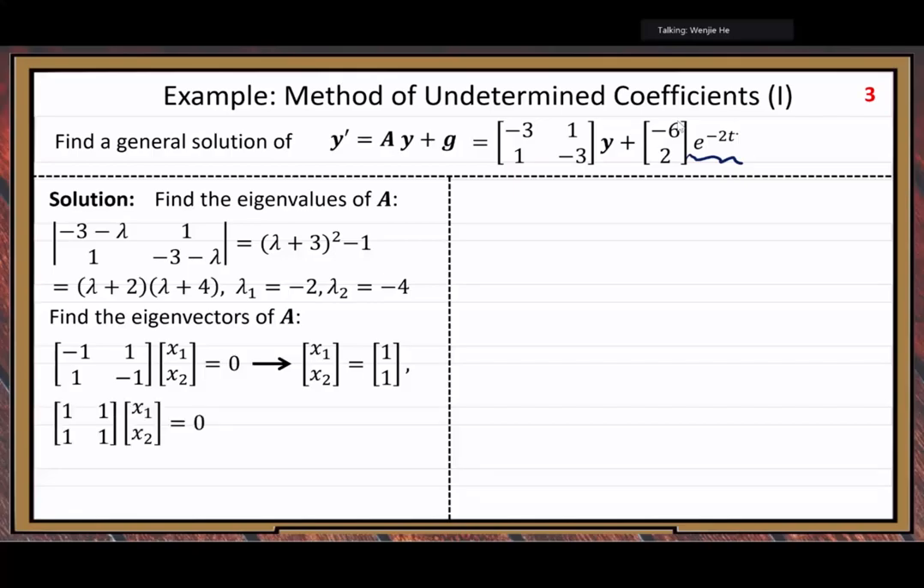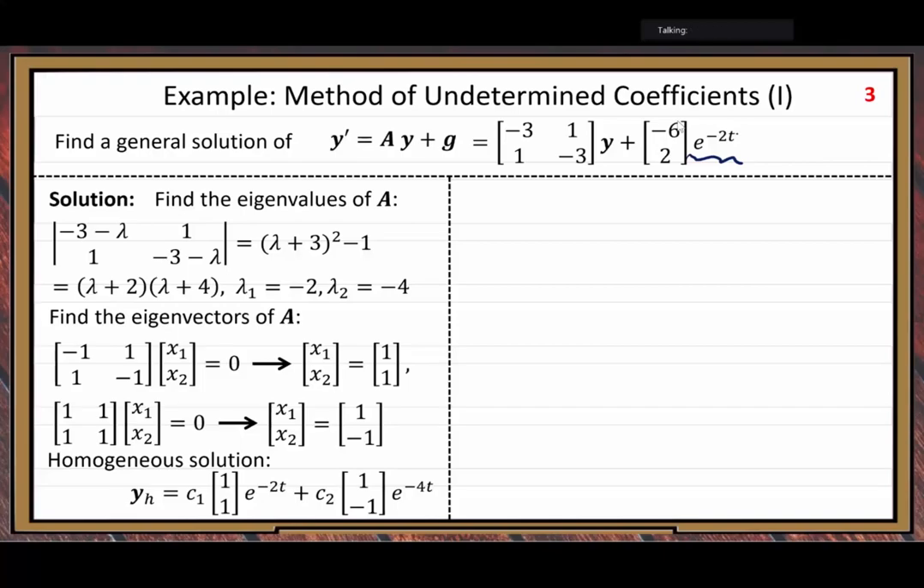For the second eigenvector, we use lambda 2. We get a simple linear system, and we just use one of the two rows. Same, by observation, we get our second eigenvector easily. All right. So now we can write the homogeneous general solution, right? So the homogeneous part, general solution, C1, C2. All right. So the e part corresponds to the two eigenvalues.